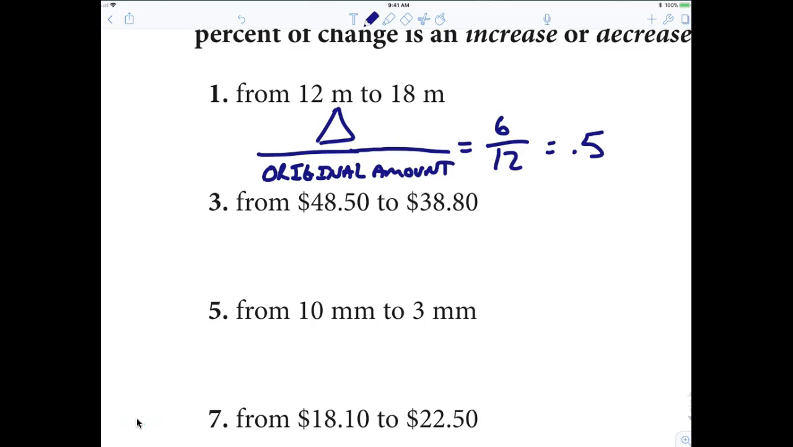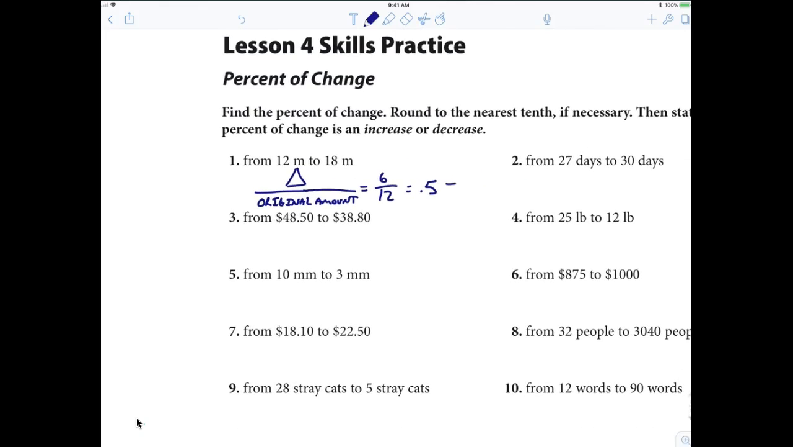Does everybody agree with that? So I want everybody to know that 0.5 is the same as 50%. Is everybody happy with that? Yep. Again, very easy, especially because we can use our calculator.